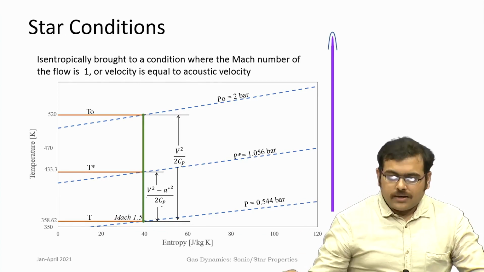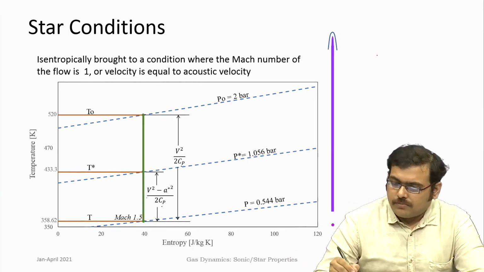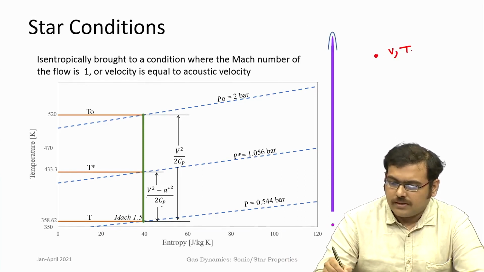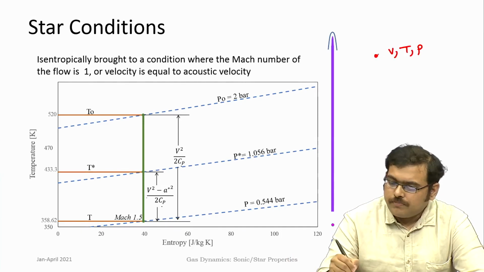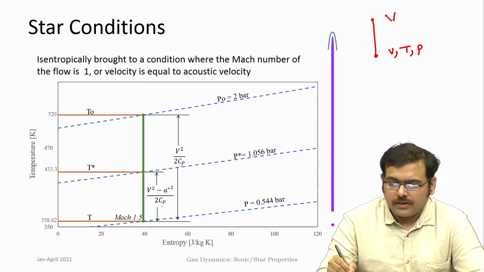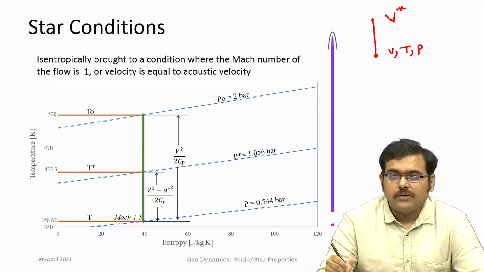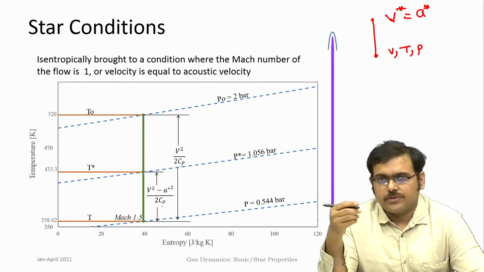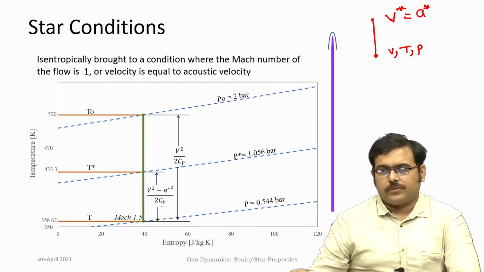That means, from any particular point in the flow having a certain Mach number, velocity, temperature and pressure, the flow will be moved to a point which is referred to as the sonic point or the star point. V star will be equal to A star at that particular point. Now you should understand that it is an isentropic process.